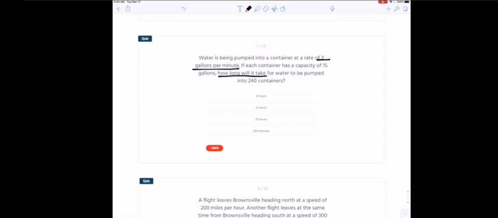So we're looking for time, okay? And this has a second rate. It has 3 gallons per minute, and each container 15 gallons, okay? So let's start with this. Let's figure out how long it will take, right? We're looking for time. This rate has time, 3 gallons per minute. What we need to figure out is how many gallons there are in total. It doesn't tell us the total amount of gallons, but it does tell us the containers, and it does tell us how many gallons per container. So we can use this information to find the total number of gallons and then figure out the number of minutes. Okay? So let's start with 240 containers.